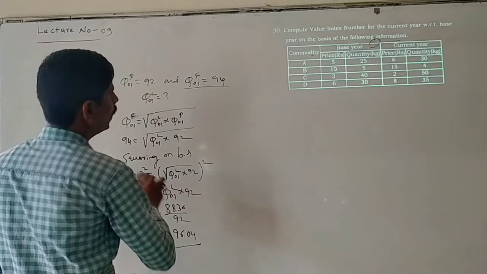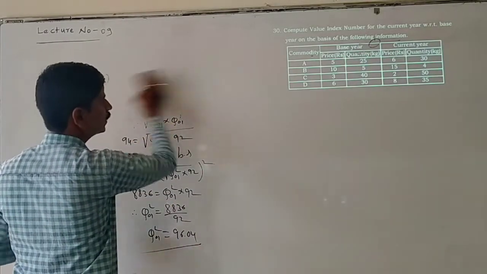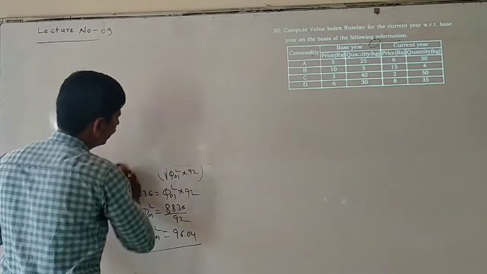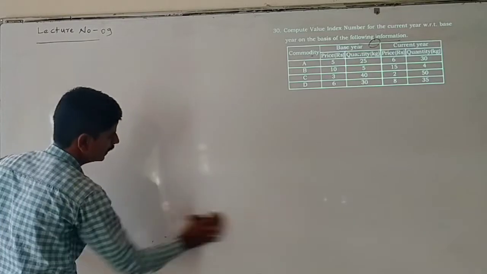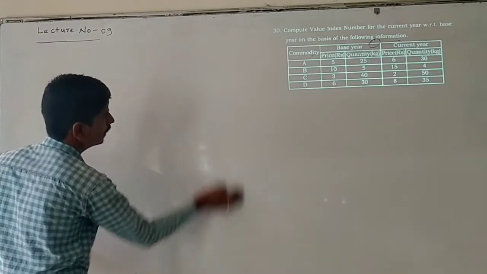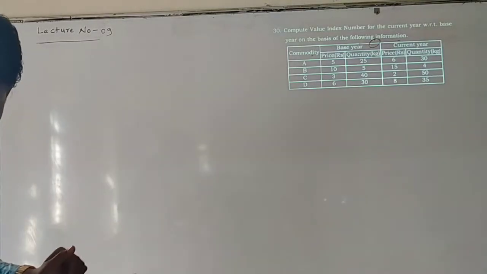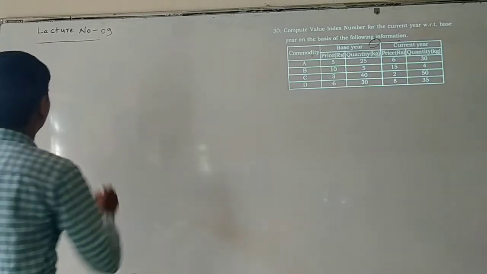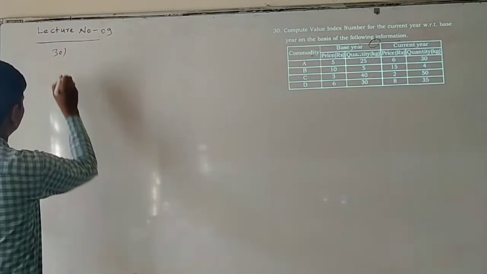Compute the value index number for the current year with respect to the base year on the basis of the following information. Here they are given base year price, base year quantities, and current year price and current year quantities. First we have to write down the given values. 30th solution. Commodities.